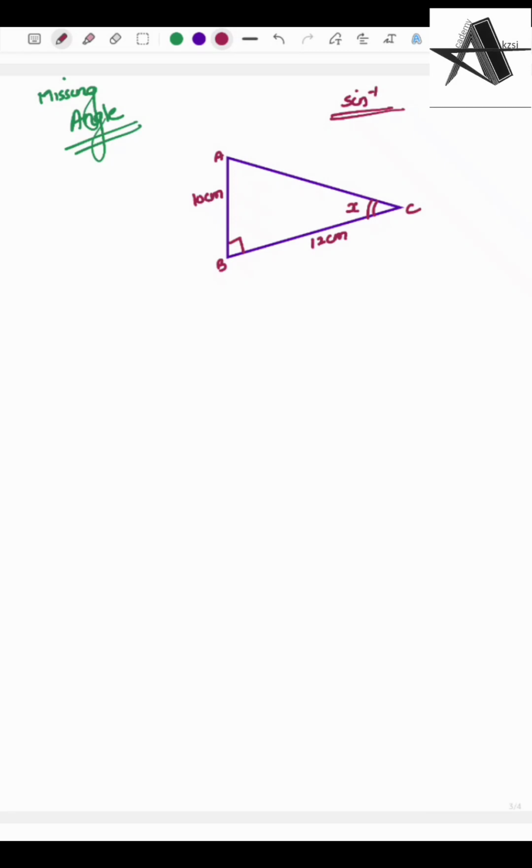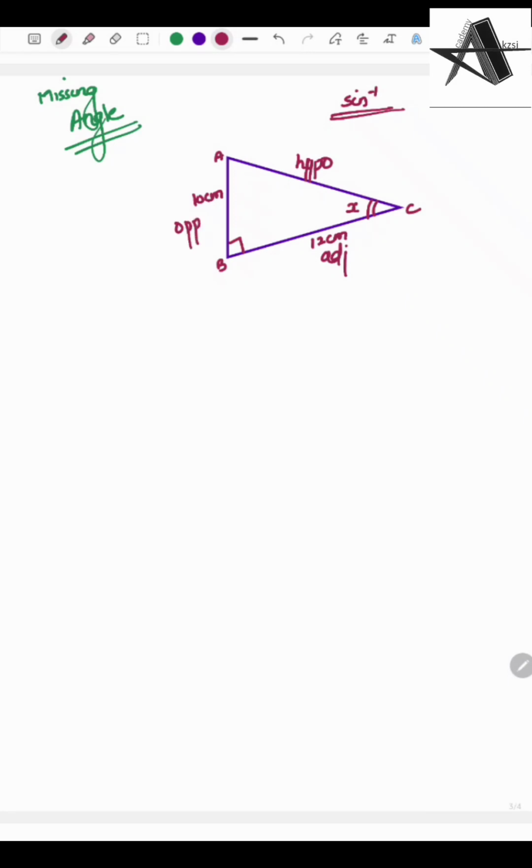So let me see. In this question, x is the missing angle. What sides are given? Again, we have to do the same thing, labeling them. The side opposite to the 90 degree angle is definitely the hypotenuse. The side which is attached to the angle is this, definitely. So this is going to be adjacent and the remaining is opposite.